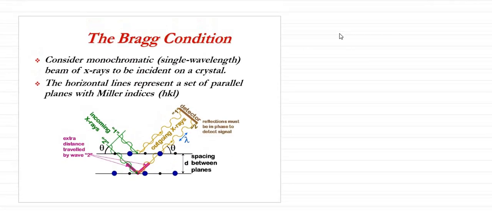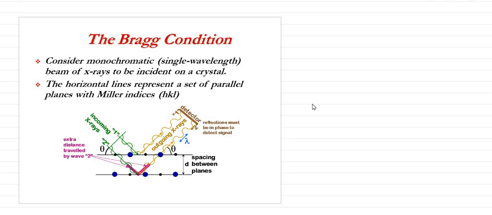Next we will see exactly what the Bragg condition is. This is what happens in Bragg's diffraction, how the diffraction takes place. Now we will talk about Bragg's condition, also known as Bragg's law. For that, let us consider a monochromatic, single wavelength beam of X-ray incident on a crystal. The horizontal lines represent the set of parallel planes with Miller indices hkl. Miller indices are a different concept, but we can say it is a notation, a specification for the planes.